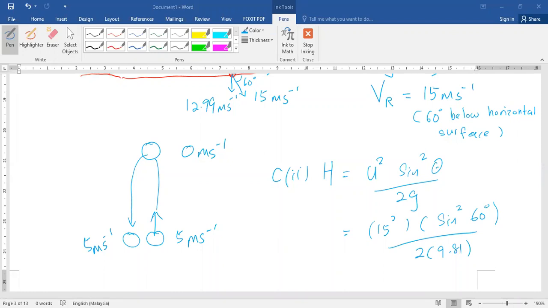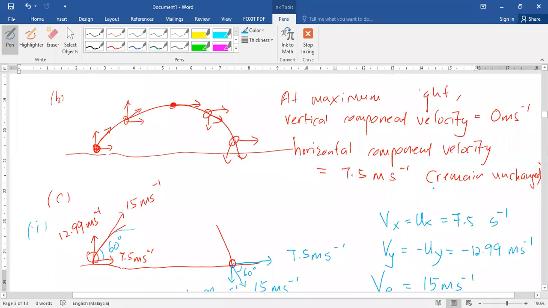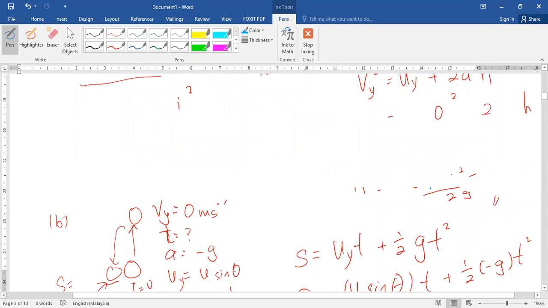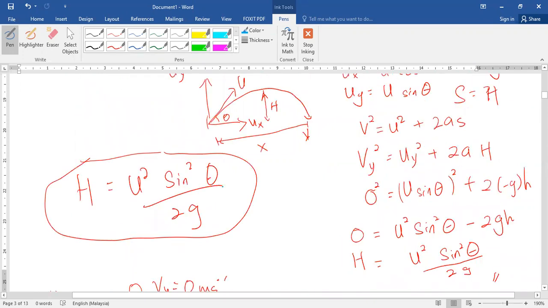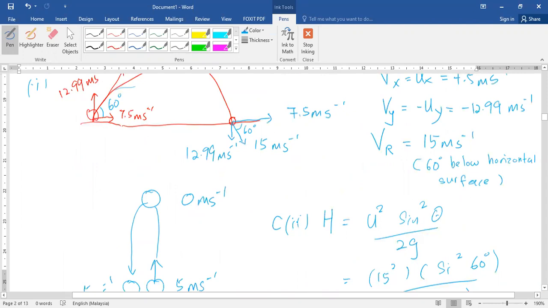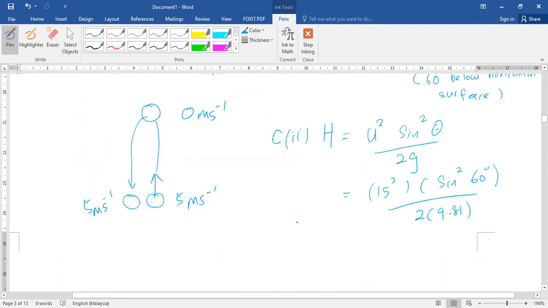Let me check again the formula, because sometimes we use this formula wrong. U square sin delta square over 2g. Okay, so that means that I get that it will be equal to 8.6 meters. Okay, the maximum height is equal to 8.6 meters.